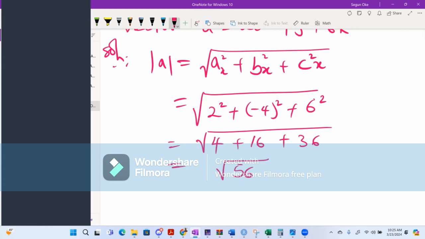But we cannot leave 56 like that. We can still break 56 according to the law of surds. What can we multiply that will give us 56? You agree with me? If we said 4 times 14.